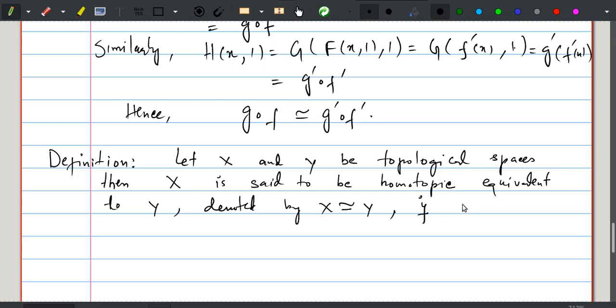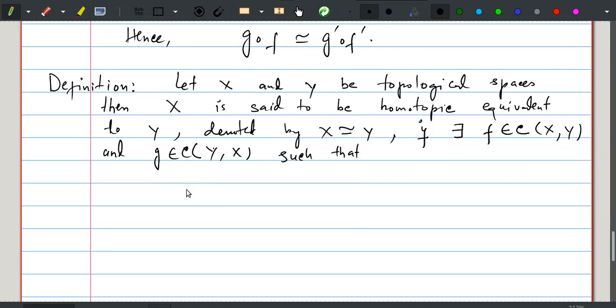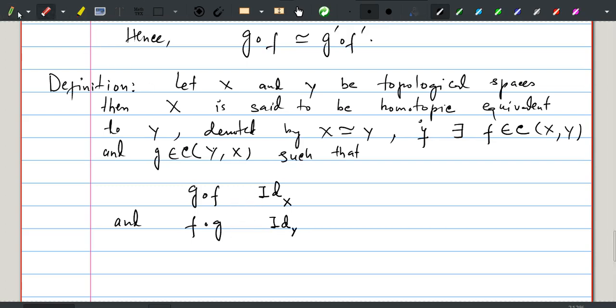there exists a continuous map F from the topological space X to Y, and a continuous map, say G, from topological space Y to X, such that when we compose G with F, we get the identity map on X, and when we compose F with G, we get identity map on Y. Sorry, this is not equal, this is homotopic.